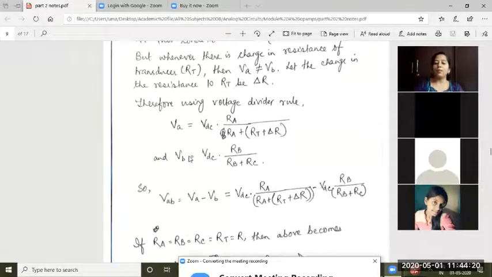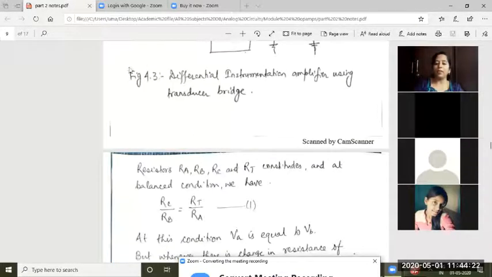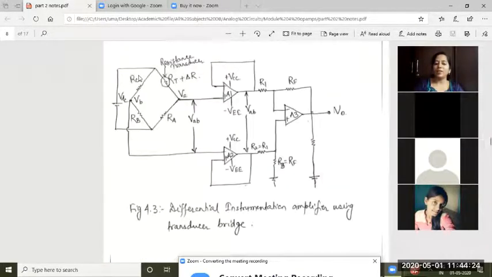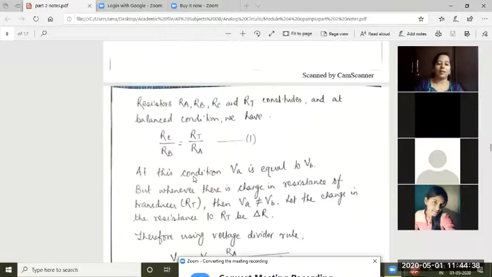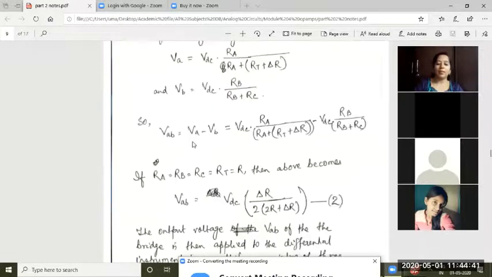Similarly, what would be the value of VB now? Same as before. Will VB change? Here I have two fixed values of resistance, RB and RC. So the voltage VB is the voltage across this resistance RB. What's the value of this voltage? VDC into RB by RB plus RC. So VDC into RB by RB plus RC is VB.